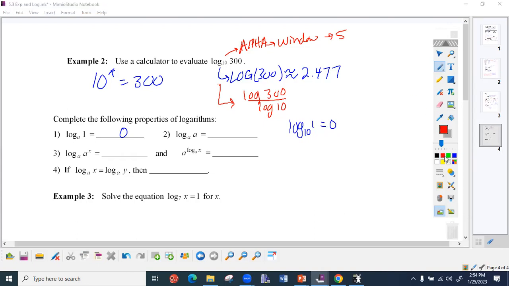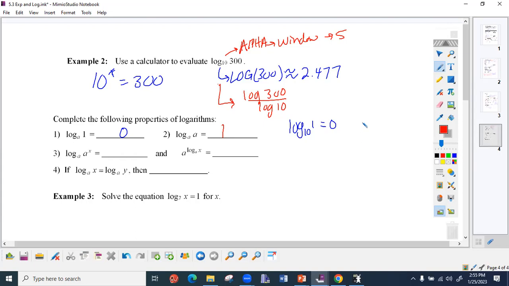Continuing. Next, log base a of a. This is our inverse property. Okay. If the base of the log and the argument are the same value, they cancel each other out and you're left with a 1.